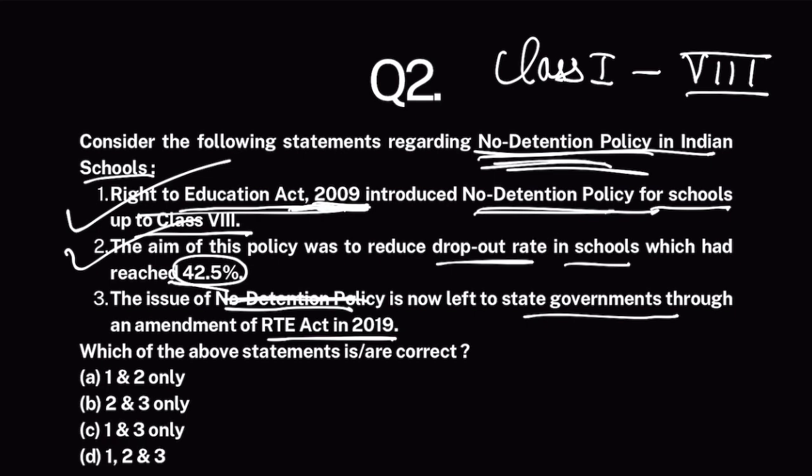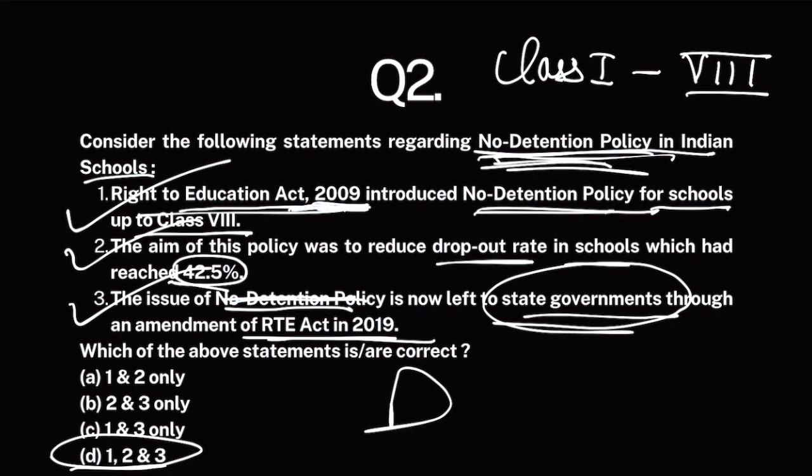Now the central government says that it is not mandatory to follow the no detention policy. It is up to the state governments whether to follow the no detention policy or to do away with it. And this was done through an amendment to the RTE Act in 2019. So this is also correct. All statements are correct. Okay.